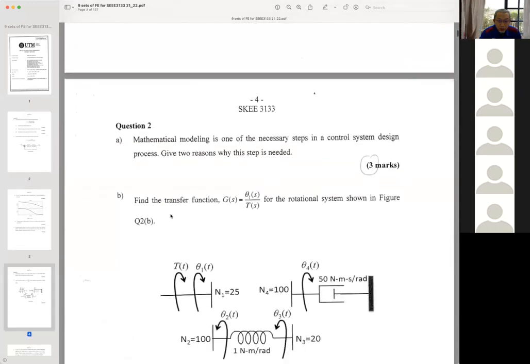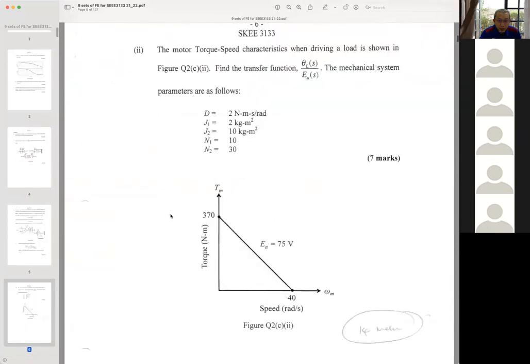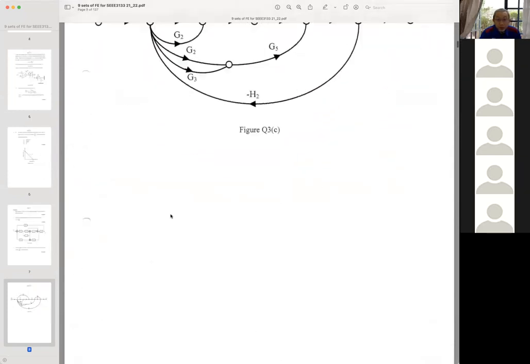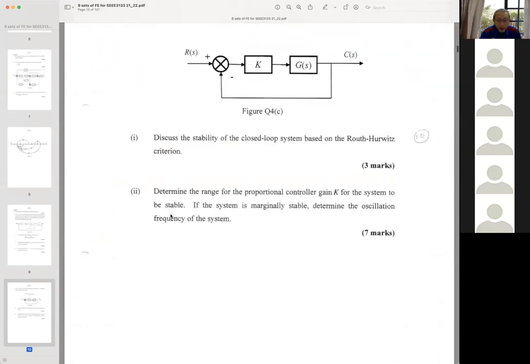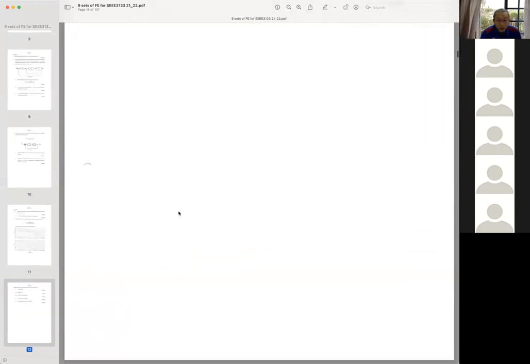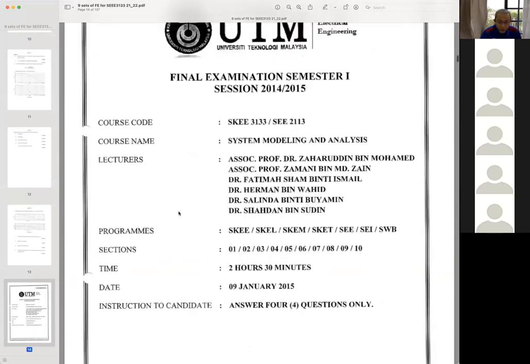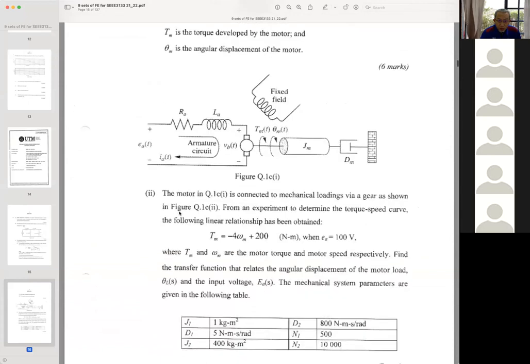Question 2 we will discuss next week. Question 3 also will be discussed next week. Question 4 already discussed last 2 days. Question 5 no need to answer, out of syllabus. Then we move to 2014-15. Question 1 we'll discuss next week. We go to question number 2.